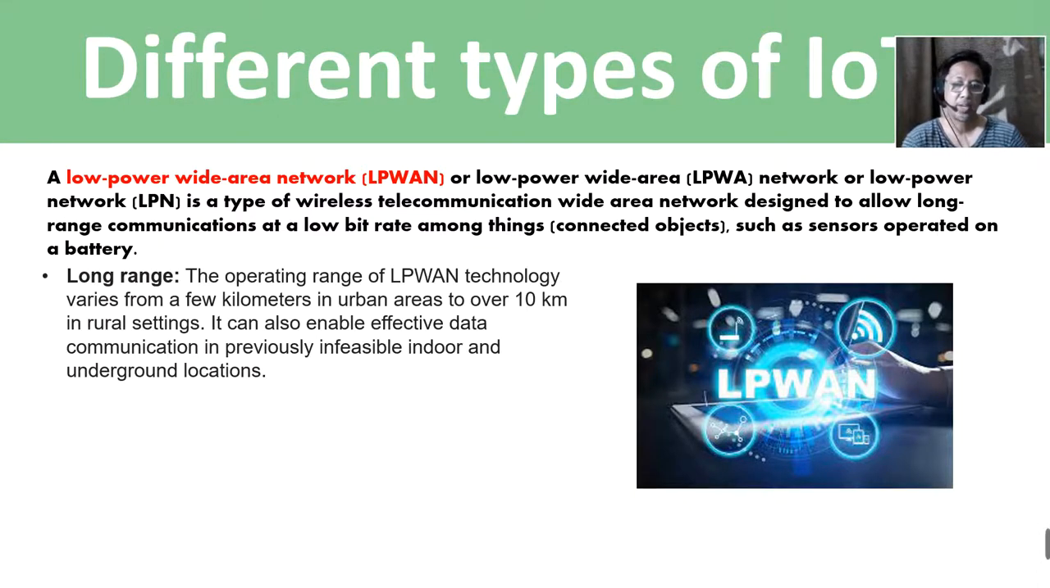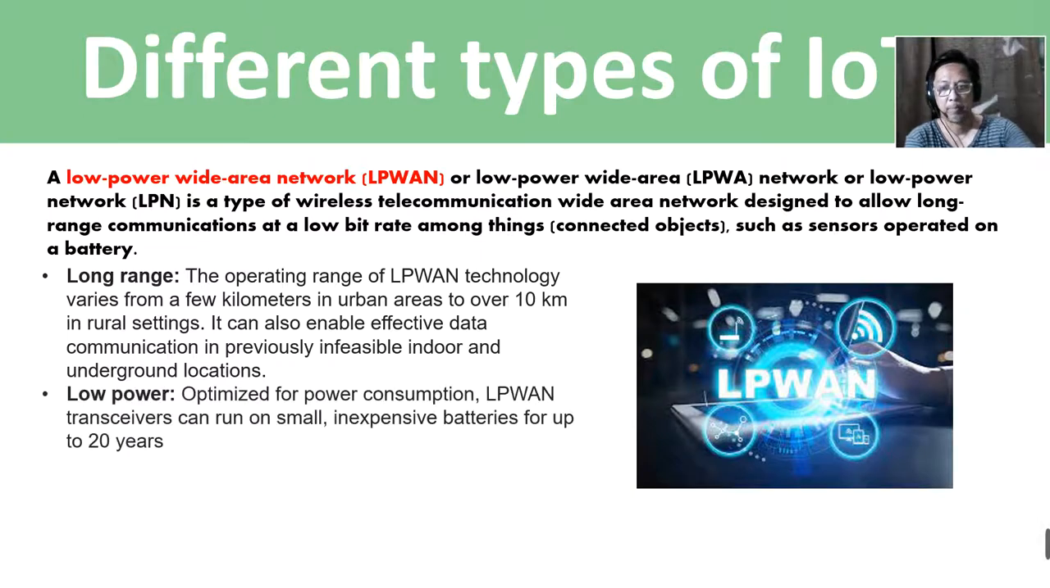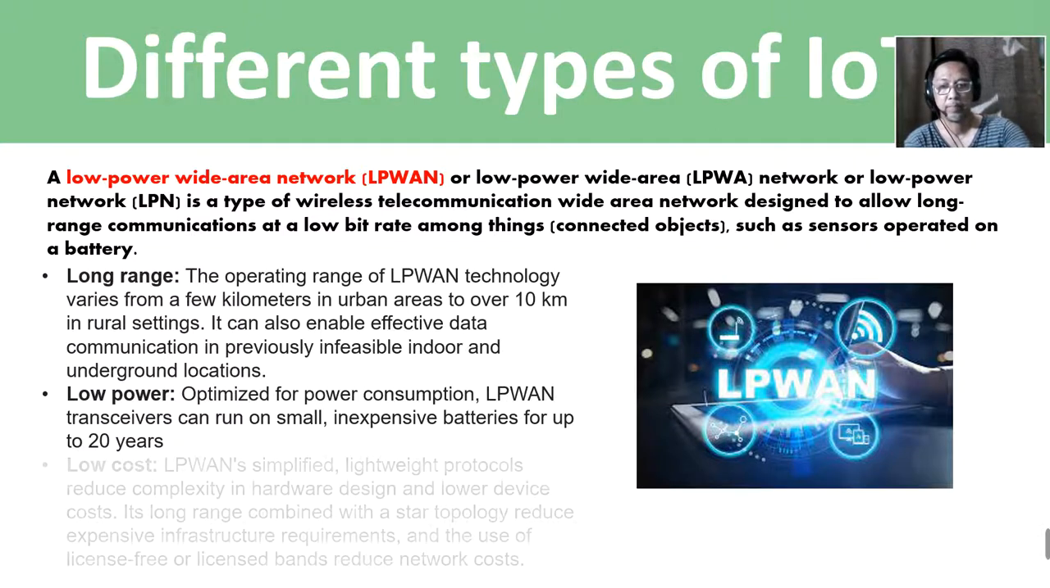So it's long range. The operation range of LPWA technology varies from a few kilometers in urban areas to over 10 kilometers in rural settings. It can also enable effective data communications in previously invisible indoor and underground locations. It's also low power, optimized for power consumption. LPWAN transceivers can run on small and inexpensive batteries for up to 20 years.